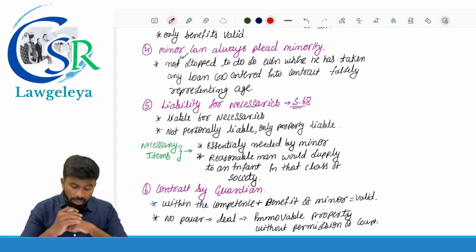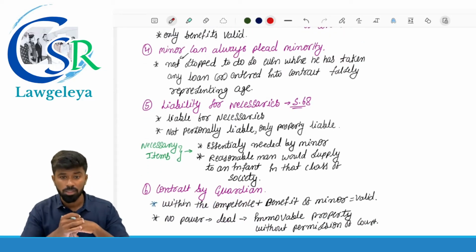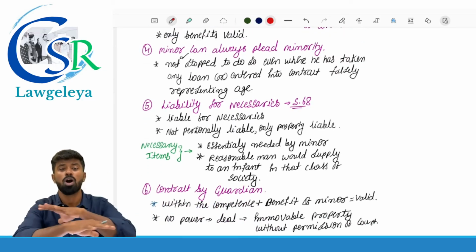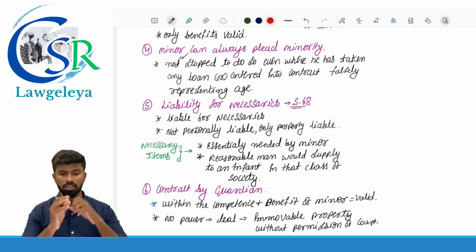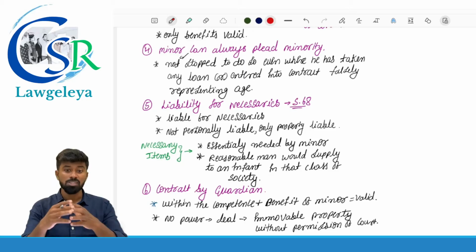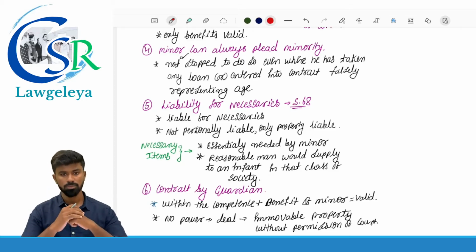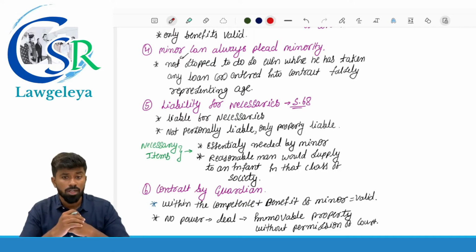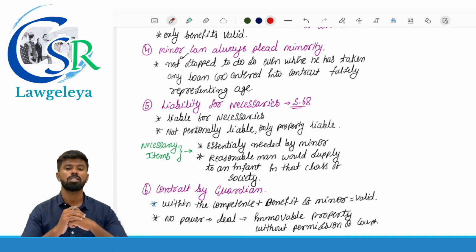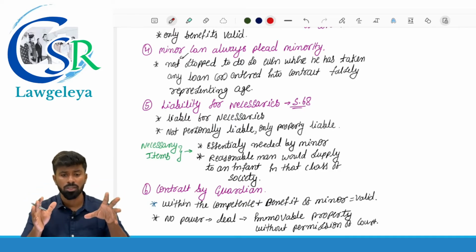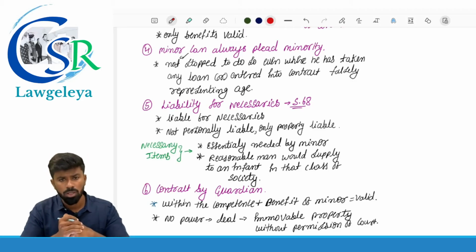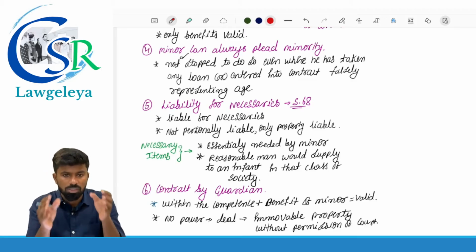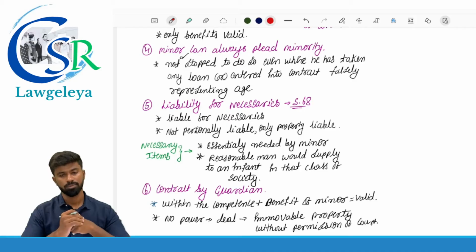Absolutely yes. Next one, minor can always plead minority. The principle of estoppel is not applicable against the minor. If a minor borrows a loan or enters into a contract by misrepresenting his age, is that contract valid? The contract is void, not enforceable by law, because a minor can always plead a minority.